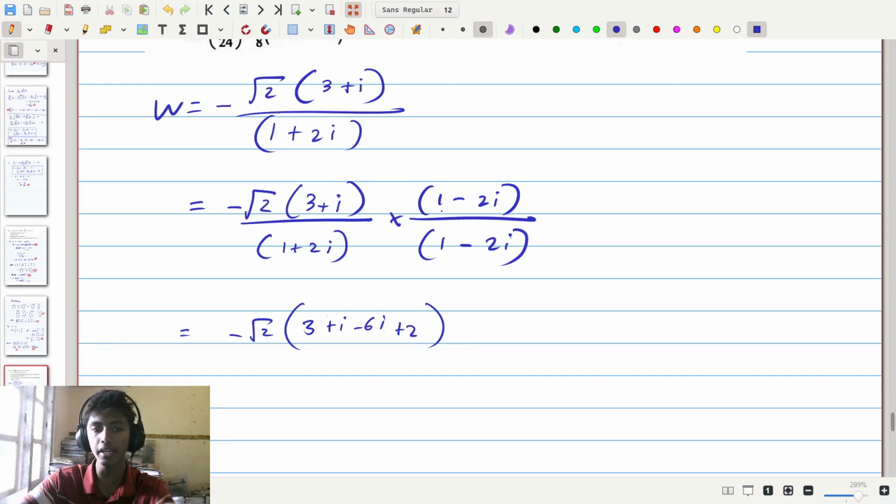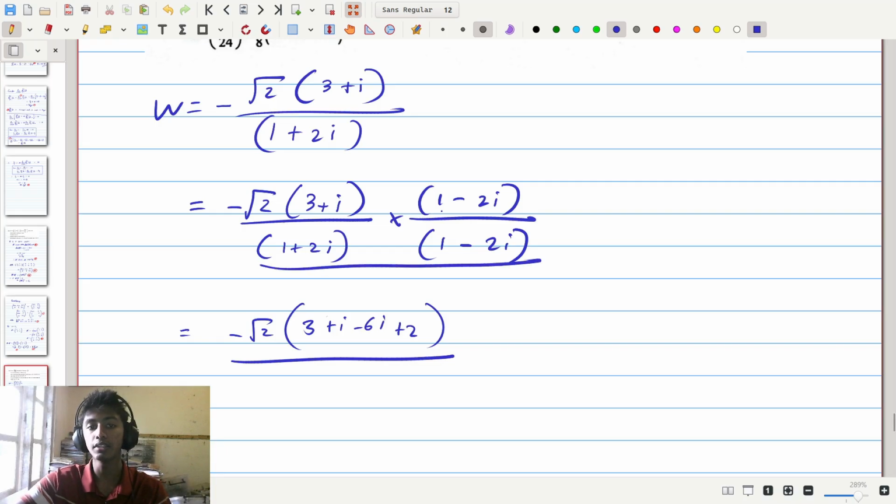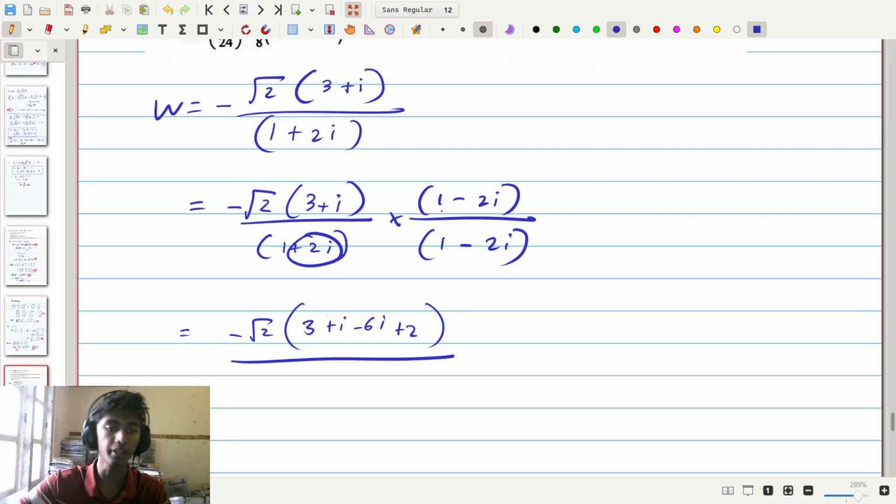And then on the denominator, we're going to have the difference of squares, which is going to be 1 squared minus 2 squared i squared. Now i squared is going to be equal to negative 1, so we're going to get 1 plus, actually we'll write it directly as it is, 1 minus 2i, this thing squared, so 1 squared and 2i squared.